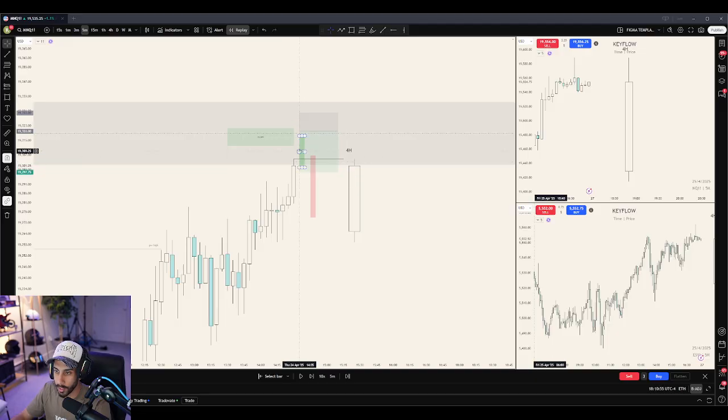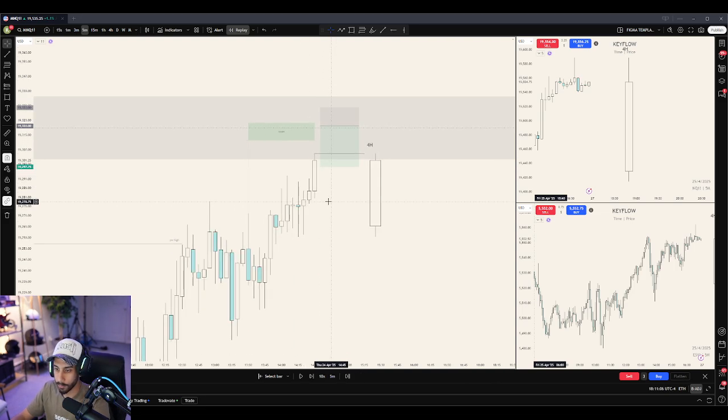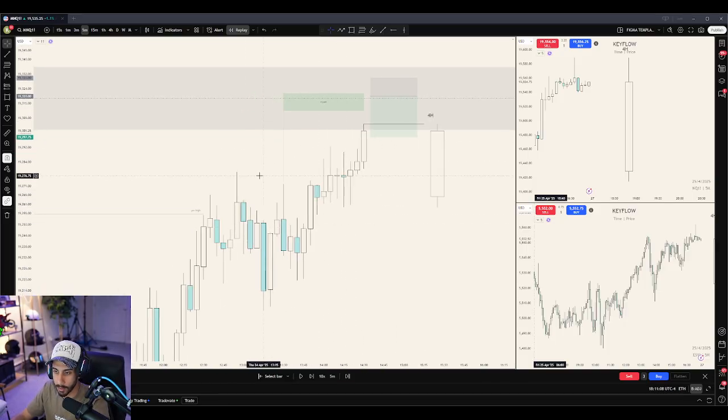I don't want price to just simply come up into this with a super strong candle and then expect the following candle to just dump, right? That's kind of unrealistic. So that's what I would like to see.